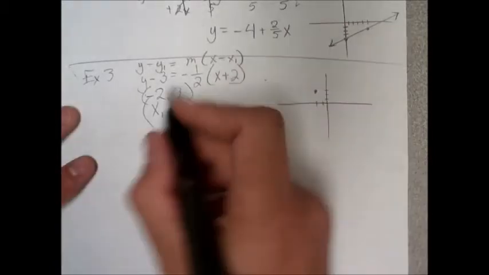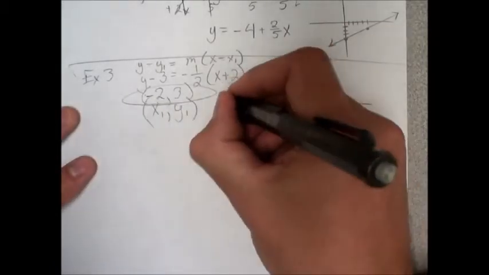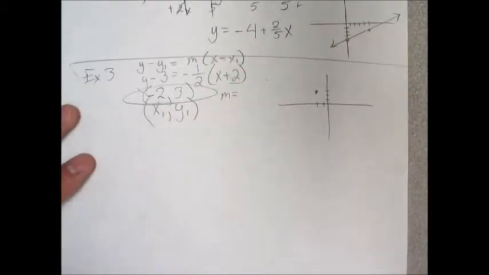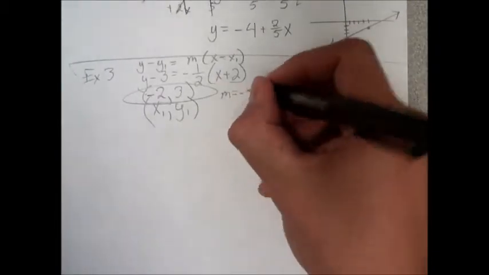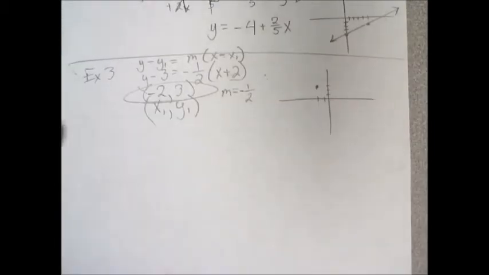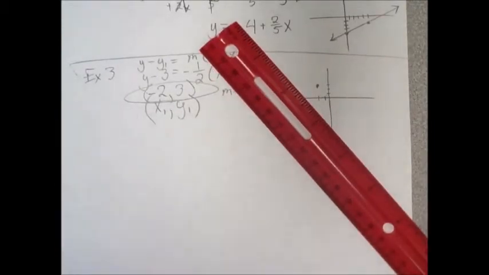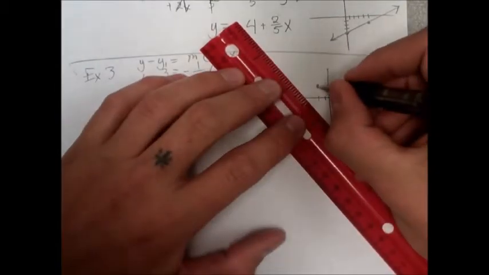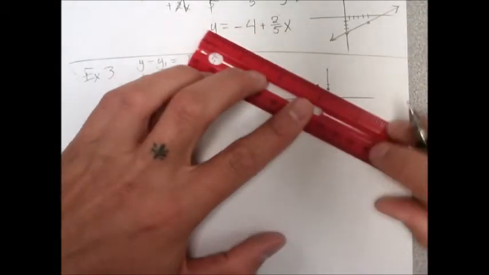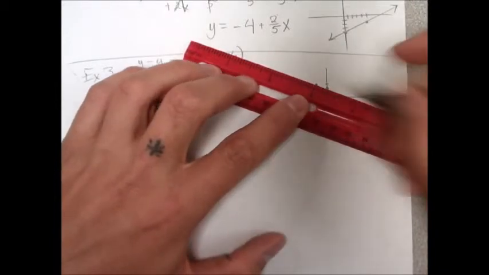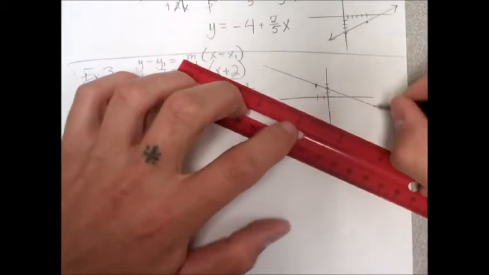So my point was -2 comma 3. My slope is what? Looking at the equation, -1/2. So we need to remember that we're going downhill this time. Okay, so I'll just count down 1 over 1, 2, right? And then I just connect it. And by graphing that, I can see where my intercept would have been.